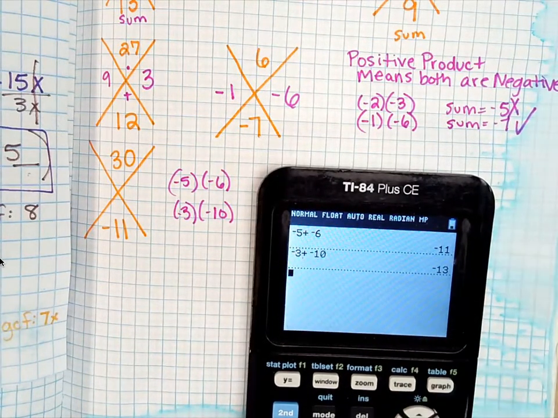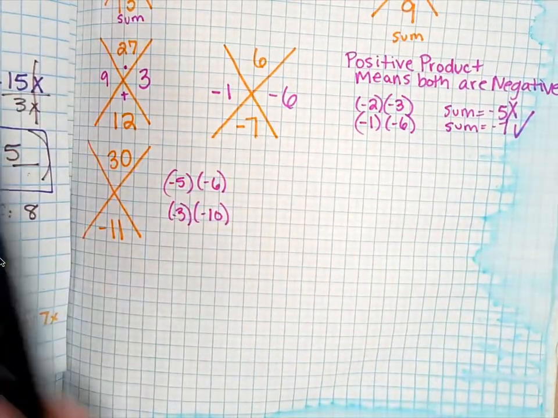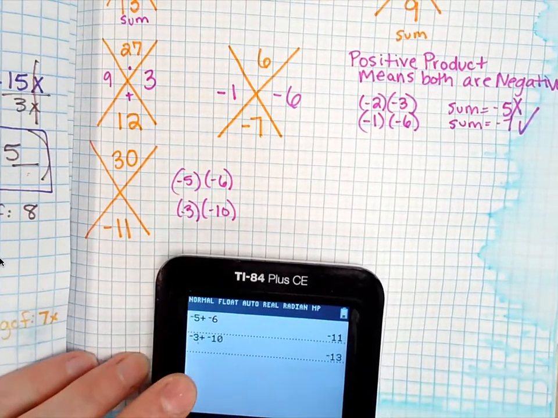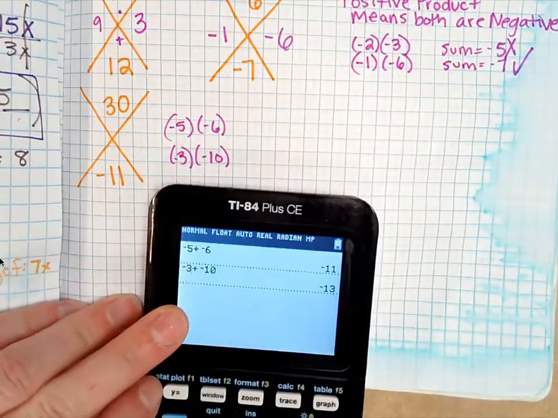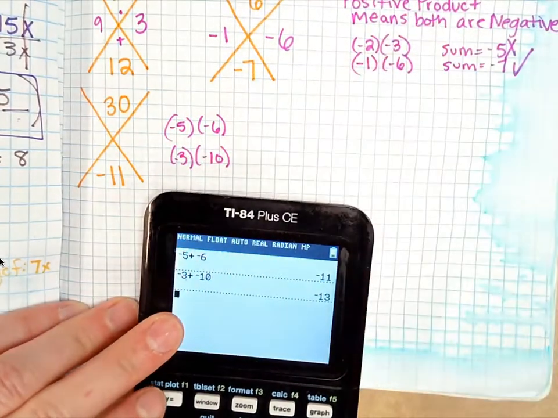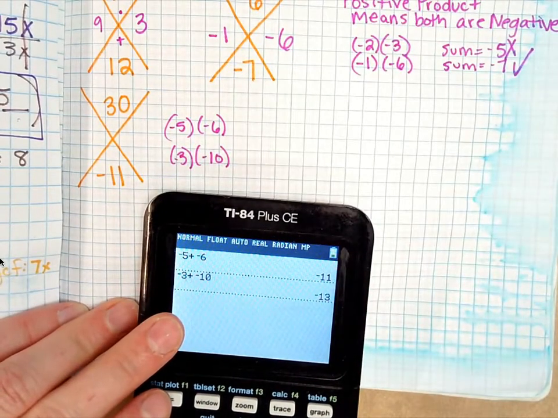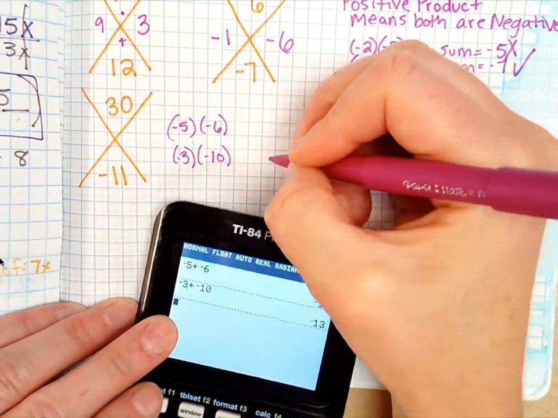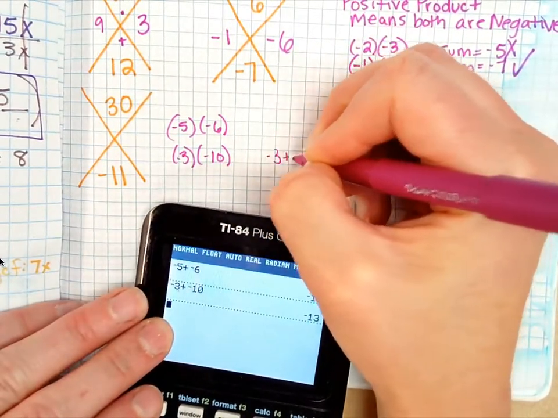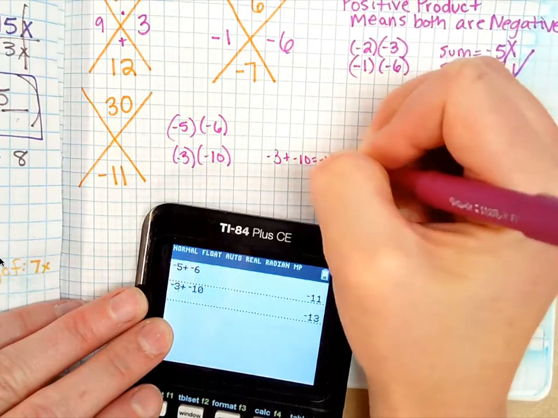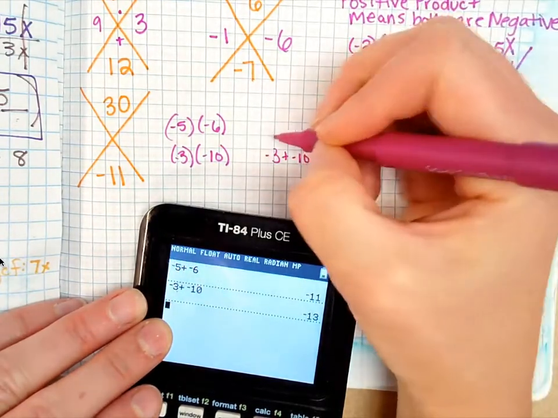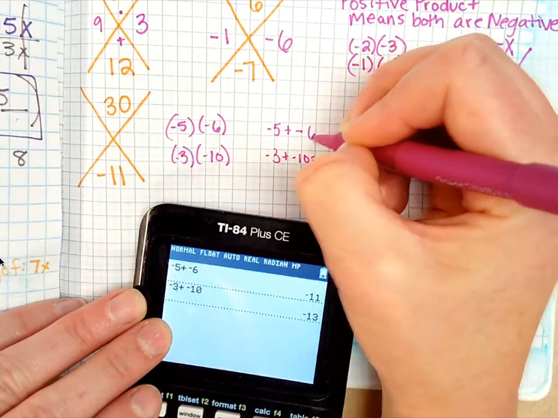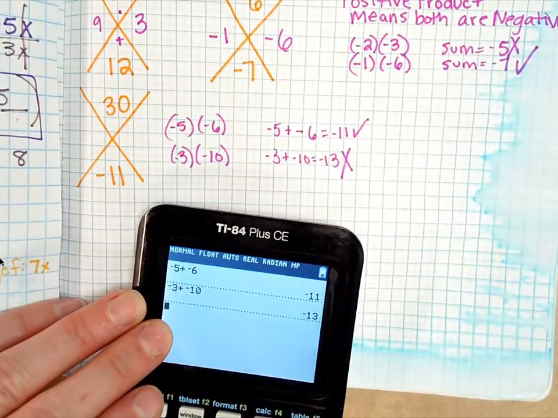That gives us a negative 13. When you add them, yeah, if they're the same sign, you're going to add them and keep that common sign. So this one plus a negative 10 was negative 13, so that's not it. But this one, negative 5 plus a negative 6 gives us negative 11. That is the one that actually works.